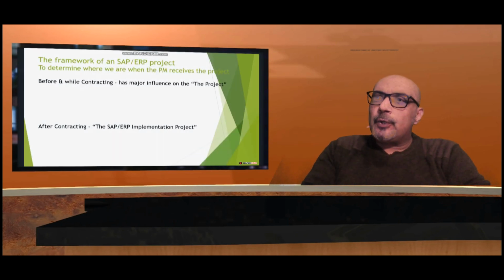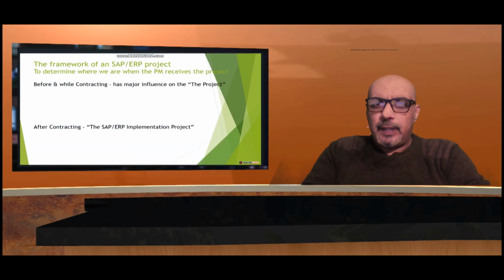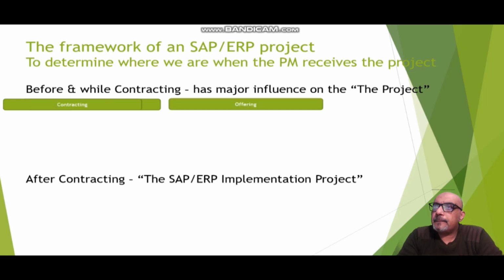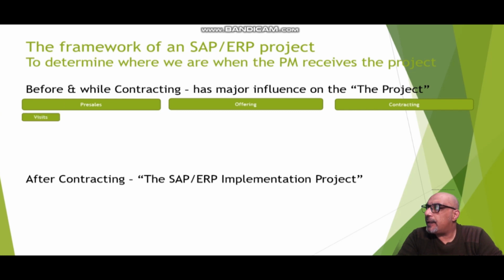The project goes through two stages: before and while contracting, and after contracting, which is the implementation project. So the project actually starts before the implementation starts. In order to start an ERP implementation project, we will go first through pre-sales, then offering, then contracting.